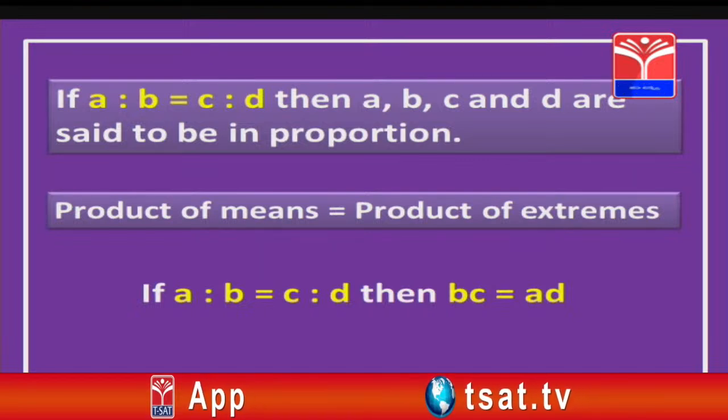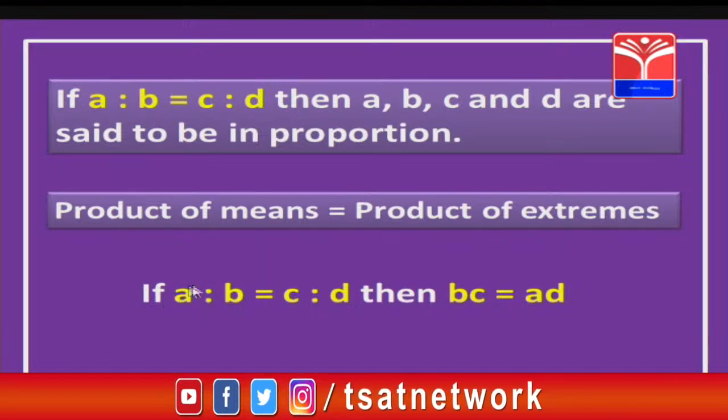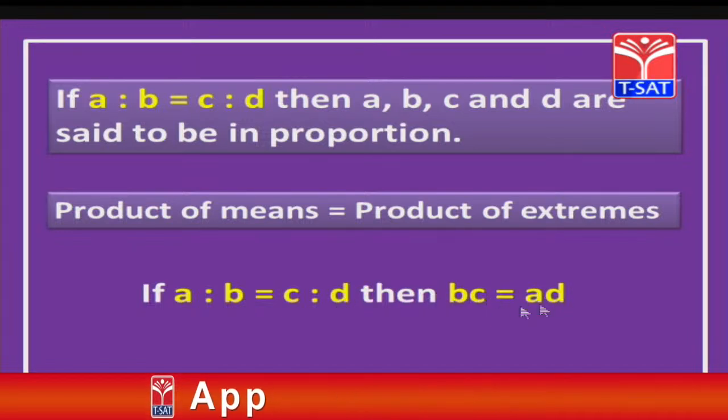AD. So, here what are the means, children? Yes, B and C are means. So, the product of means B into C is BC, and the product of extremes are A and D. So, A into D is AD. So, BC equals AD.